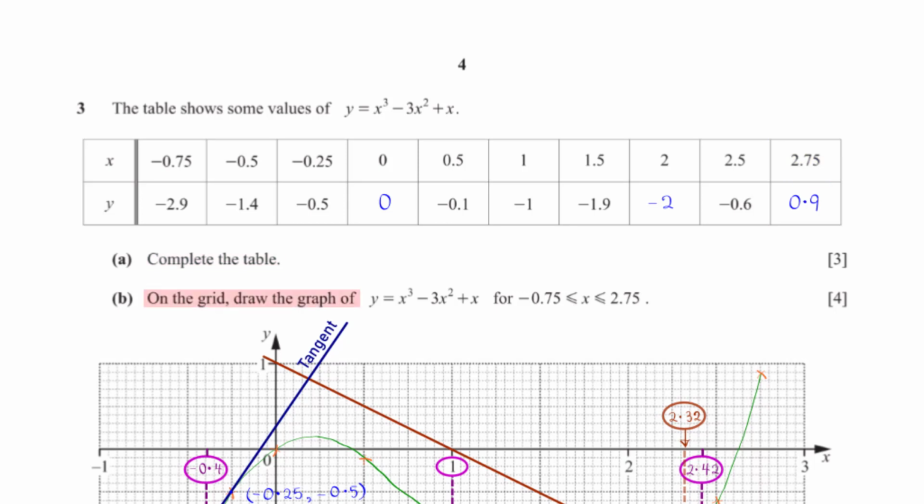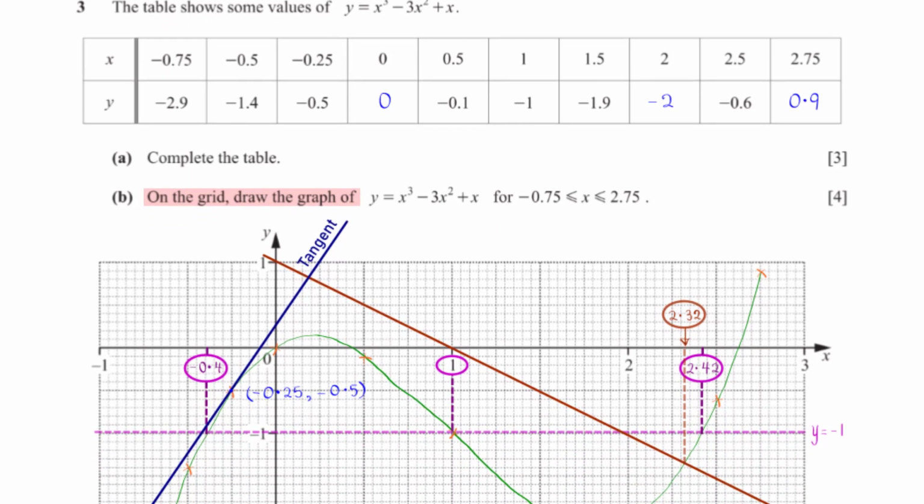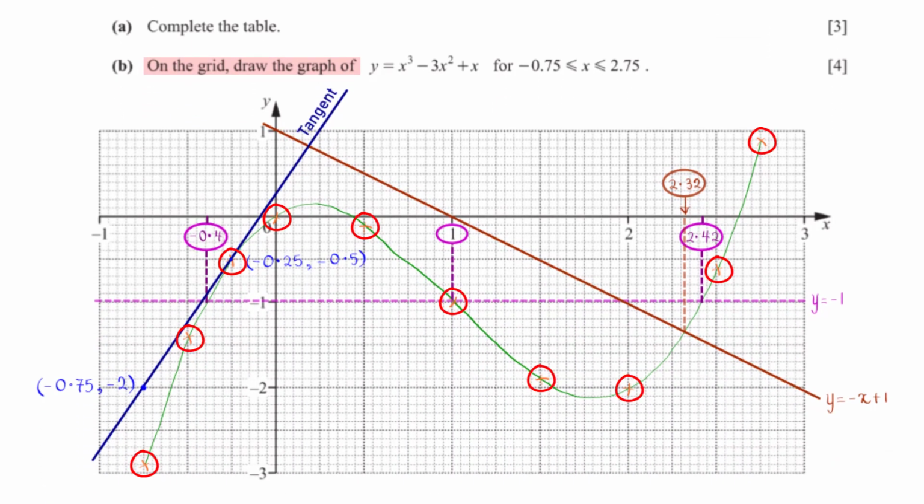On the grid, draw the graph of y equals x cubed minus 3x squared plus x, for x greater than or equal to -0.75 and less than or equal to 2.75. So on the grid, we plot all the points in the table and connect the points with a smooth line.